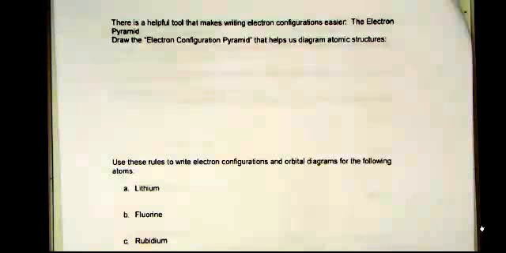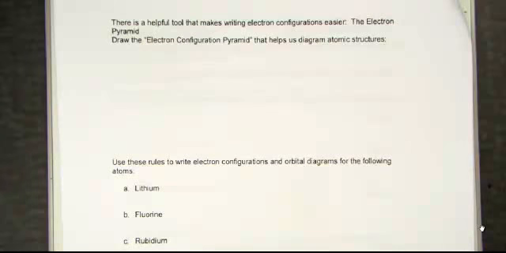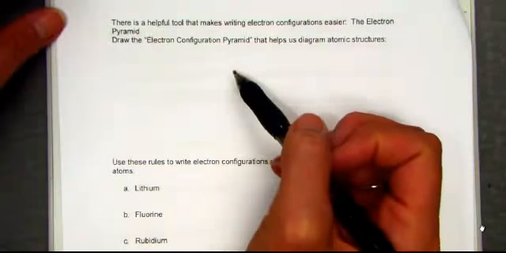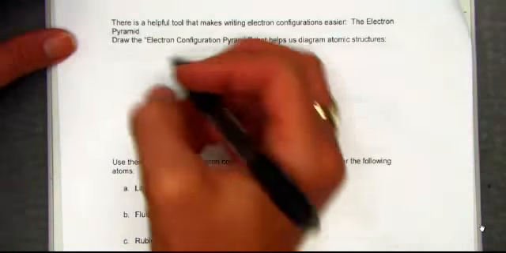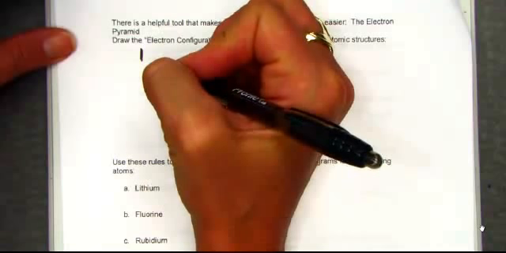On page 4 of our note packs, we're talking about electron configurations. What we're studying here is the electron arrangement around the center of an atom known as the nucleus. We are drawing what's called the electron configuration pyramid that helps us diagram atomic structures. At the top of our pyramid, we have our first energy level, n equals 1.